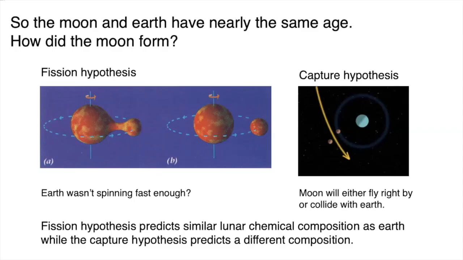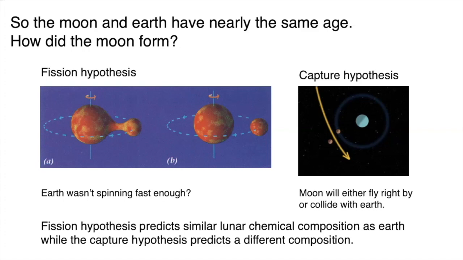But at the same time, a lot of people were skeptical of this argument because it didn't seem like the Earth was actually spinning fast enough for the physics to work out. The second hypothesis is called the capture hypothesis. This idea is that the moon originated from somewhere else in the solar system, but eventually orbited close enough to the Earth that Earth was able to lock it into a permanent orbit around our planet.